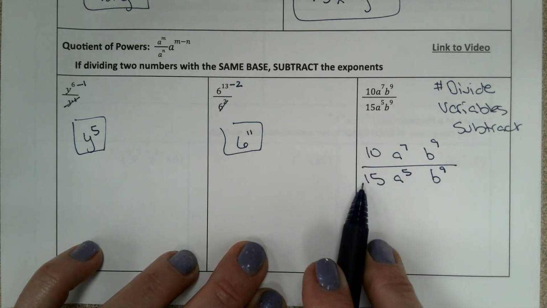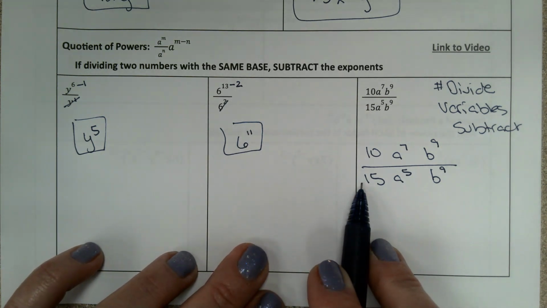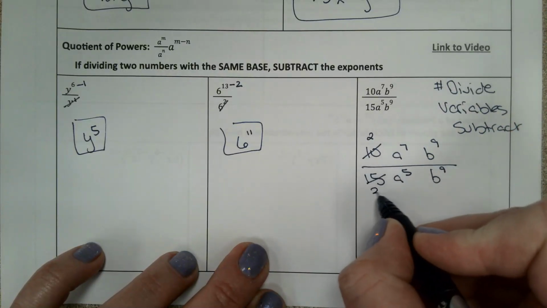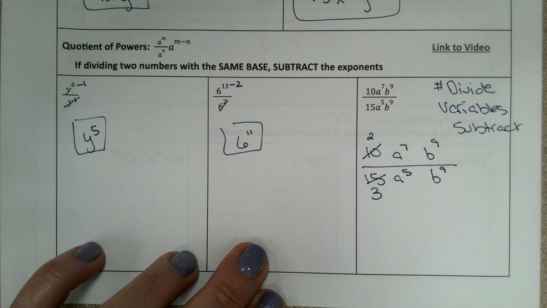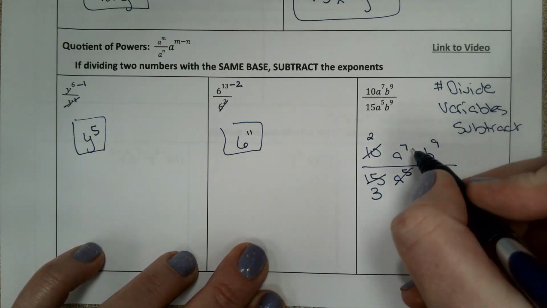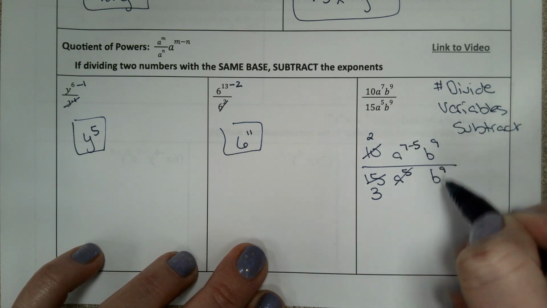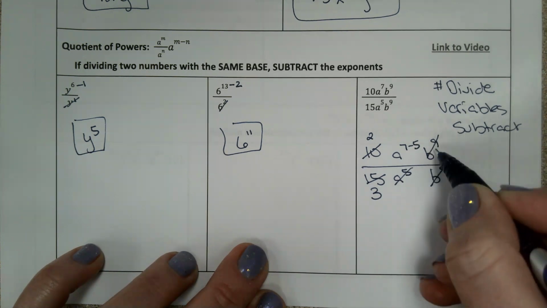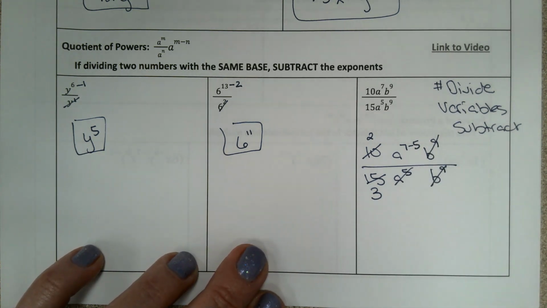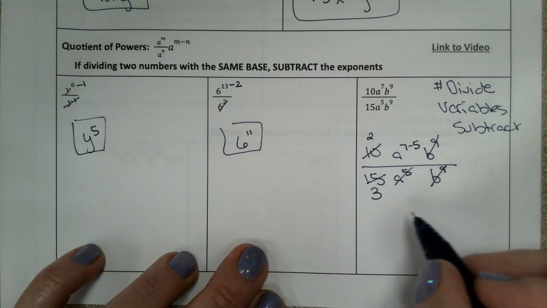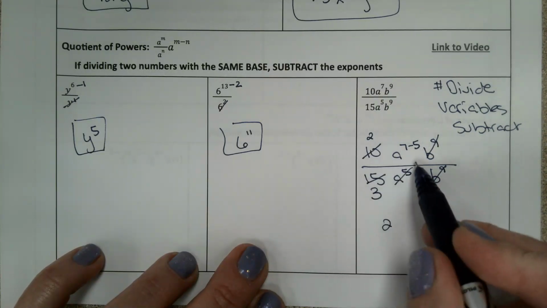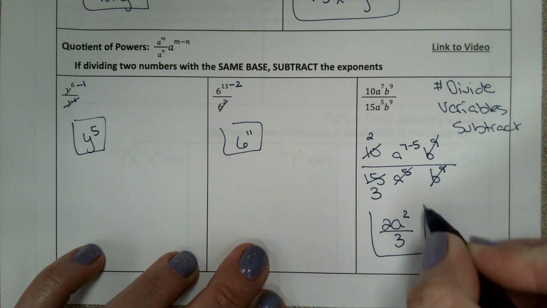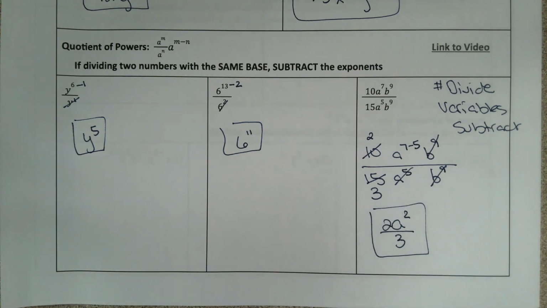So 10 divided by 15, well, you can't, but there is a factor of 5. So I would divide a 5 out of the numerator and denominator. That's going to simplify to 2/3. Variables you subtract. We're going to go 7 minus 5. And when you subtract 9 minus 9, you're going to get 0. Or you just need to recognize anything divided by itself always cancels out and equals 1. So across the numerator, I have this coefficient of 2, a to the 2nd, and in the denominator I still have that 3. That is how that one would simplify.